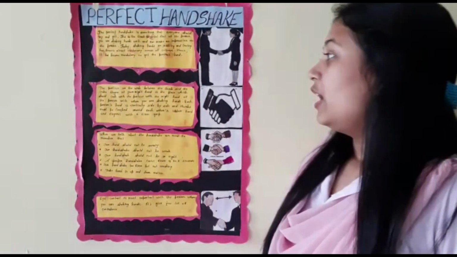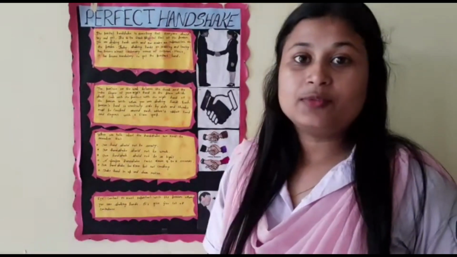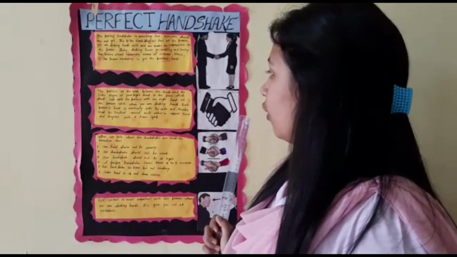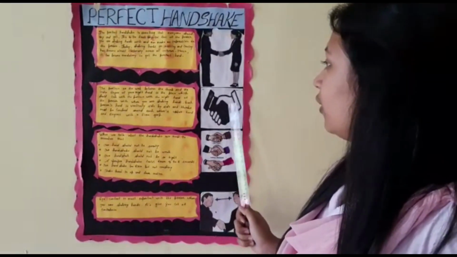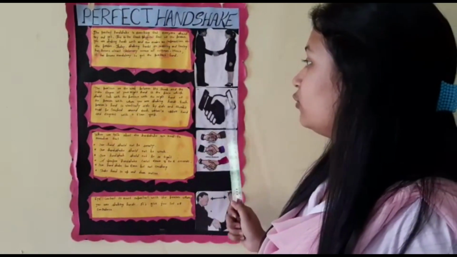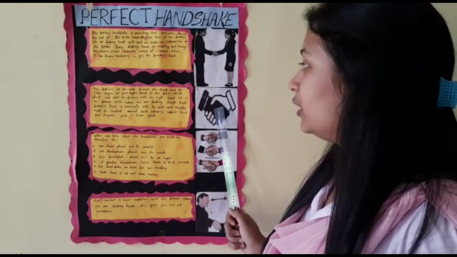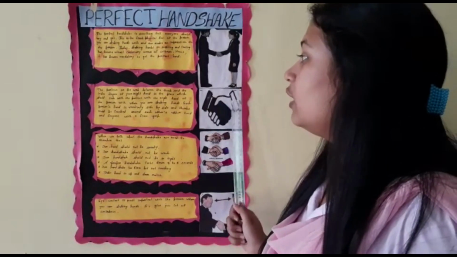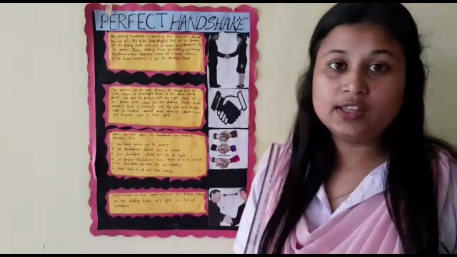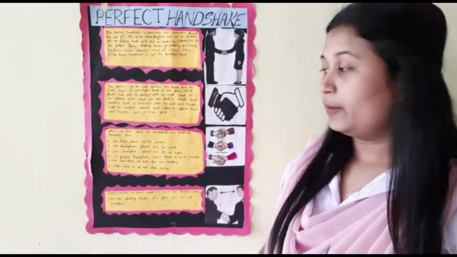A perfect handshake is kept thumb to thumb, which means the web between the thumb and the index finger of your right hand is the place which should lock with the web of the right hand of the person whom you are shaking hands with. Each person's hand is held vertically, side by side.